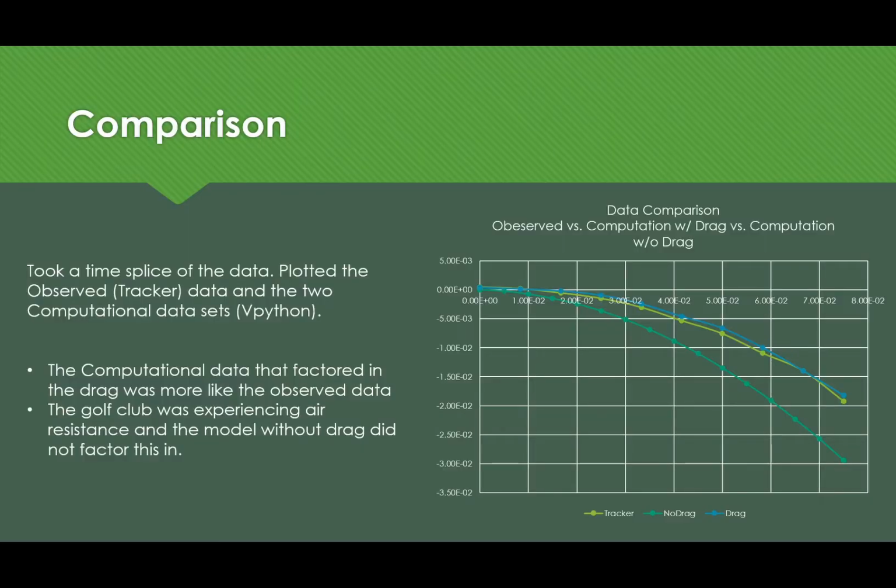Now we took all of these things and we compared them. I took a slice from the data, given so many data points, but I plotted all 3 of the ones from Tracker and then the 2 from the computational datasets in VPython, and this graph on the right was the given comparison. As you can see, the computational data that factored in the drag was a lot more like the observed data. The golf club was in fact experiencing air resistance, and the model without drag did not factor this in, and that is why there is a huge difference. The Tracker is highlighted in green, the no drag in turquoise, and the drag in blue.